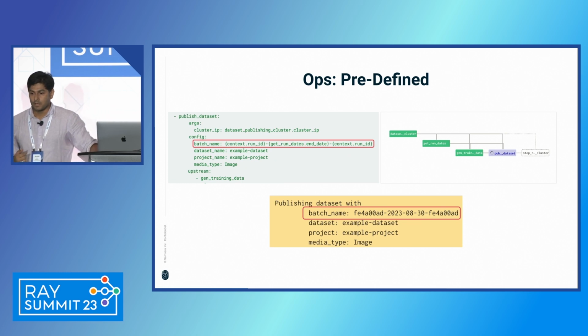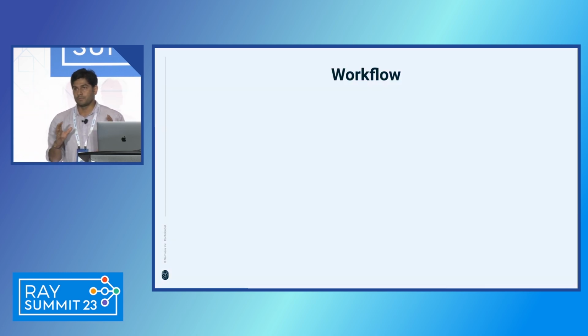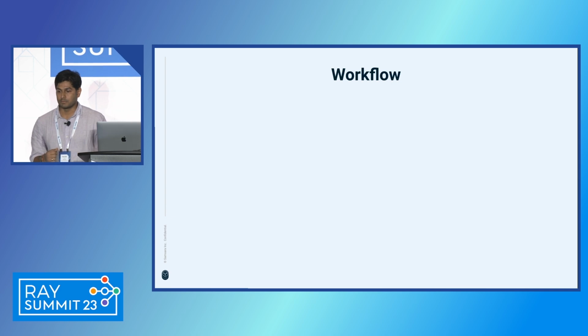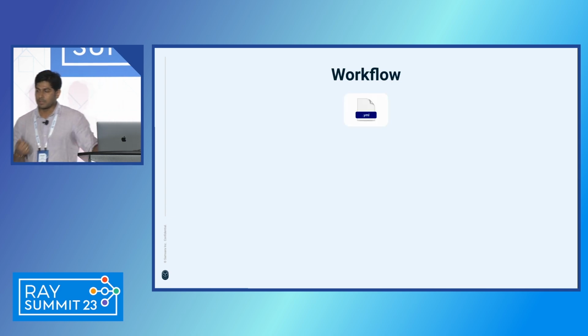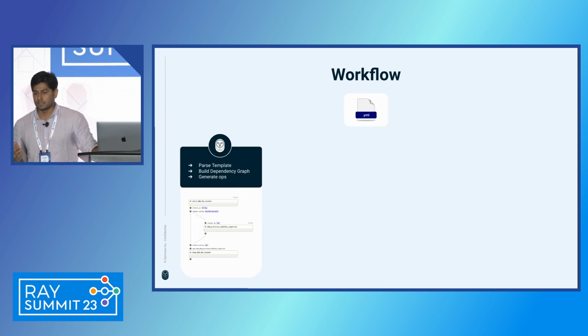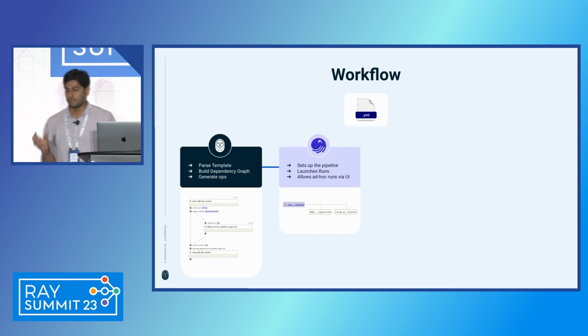So now, to wrap it up, I'm going to showcase the entire workflow, how Dagster and Ray work with each other and provide this seamless experience to the scientists. It all begins with the YAML file, the config which the scientist defines. The Dagster package consumes it, parses the template, builds a dependency graph, generates all the on-the-fly ops, and passes these Python functions and the dependency graph to Dagster. Then Dagster does its magic, sets everything up, creates a great UI, and makes sure all the jobs are run at the right time.